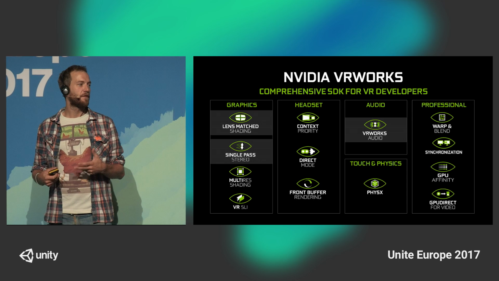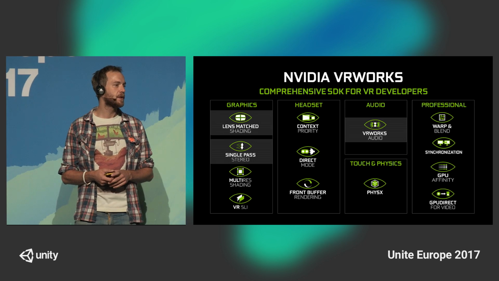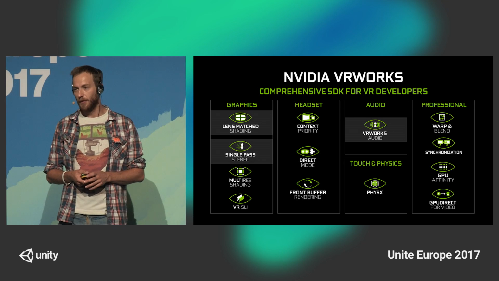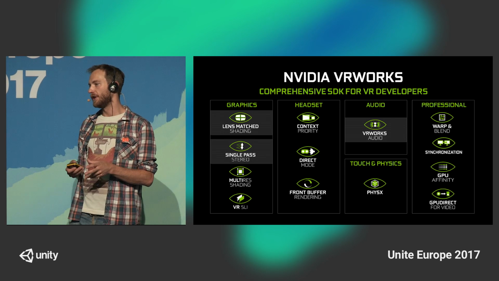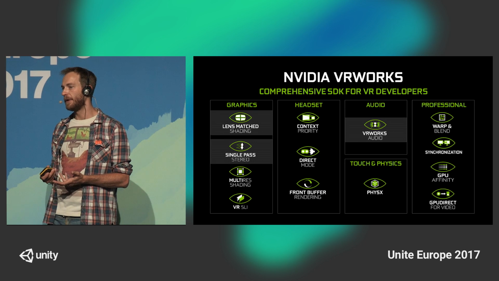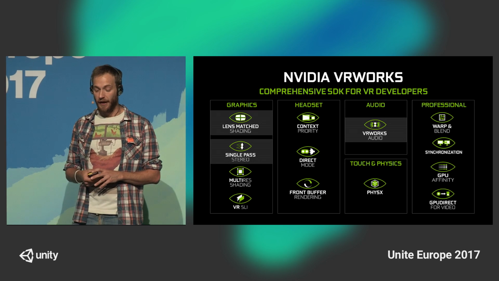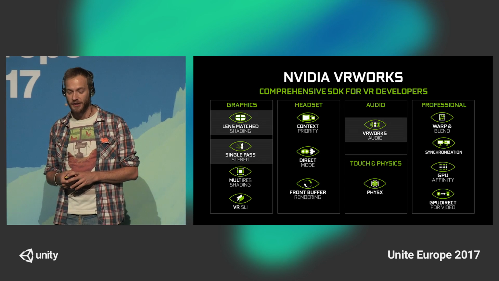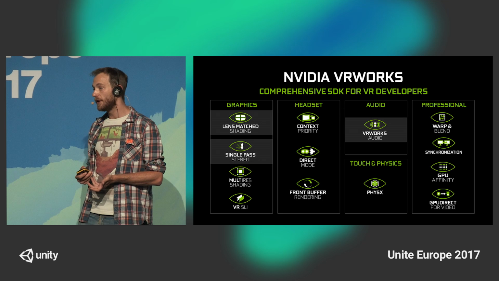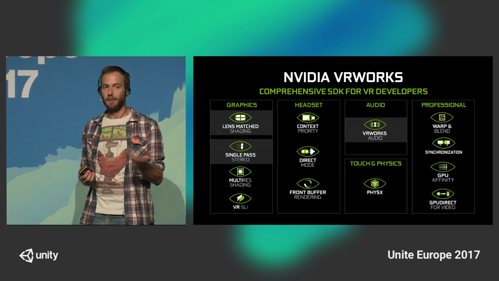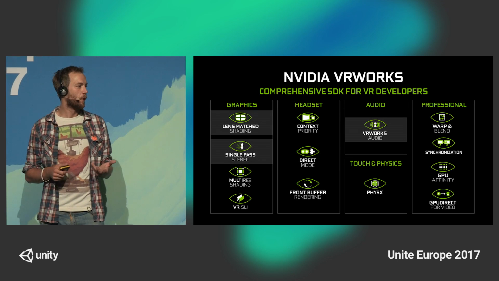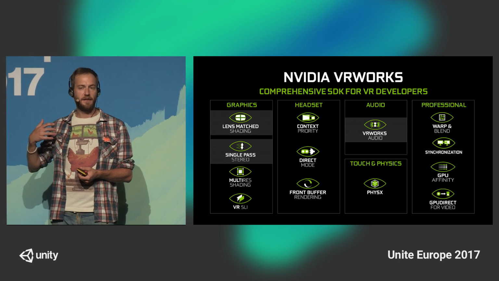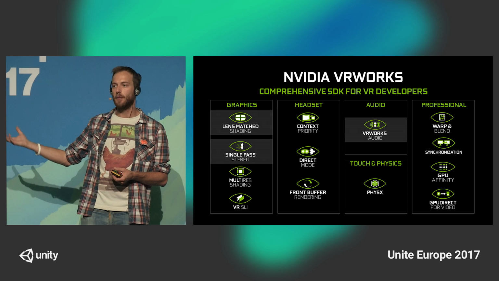But then there's a couple of other things that are also included in VRWorks. So things like context priority, direct mode, front buffer rendering, those are all professional. They help professional application developers to get the most performance out of their VR applications. There's things like VRWorks Audio, because audio in VR, and probably many of you will agree, is very important. So for that immersion, you really want a sound source to sound exactly where you expect it to be.